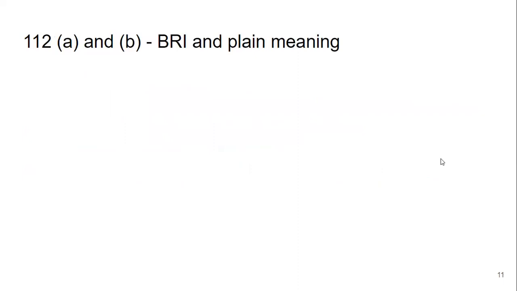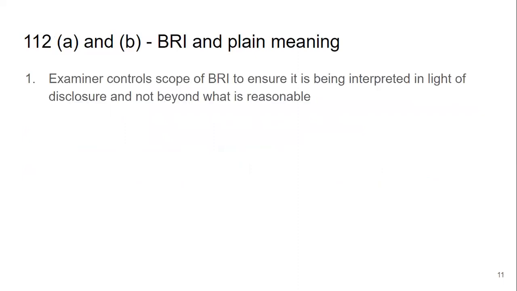So going more into the broadest reasonable interpretation. First off, the examiner is going to control the scope of the broadest reasonable interpretation to ensure it's being interpreted in light of the disclosure and not beyond what's reasonable. If an examiner isn't careful, then they might accidentally give too much to a patent.